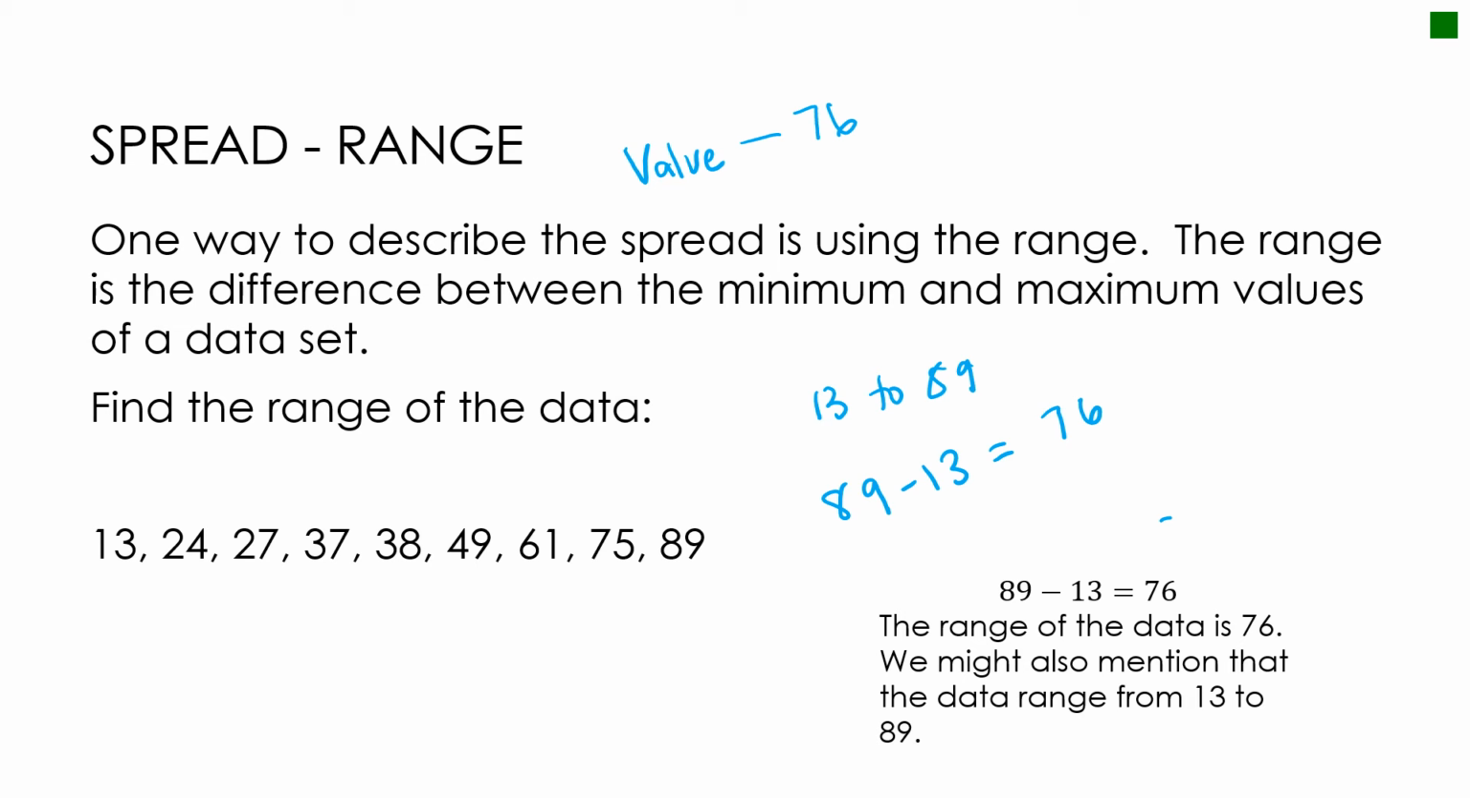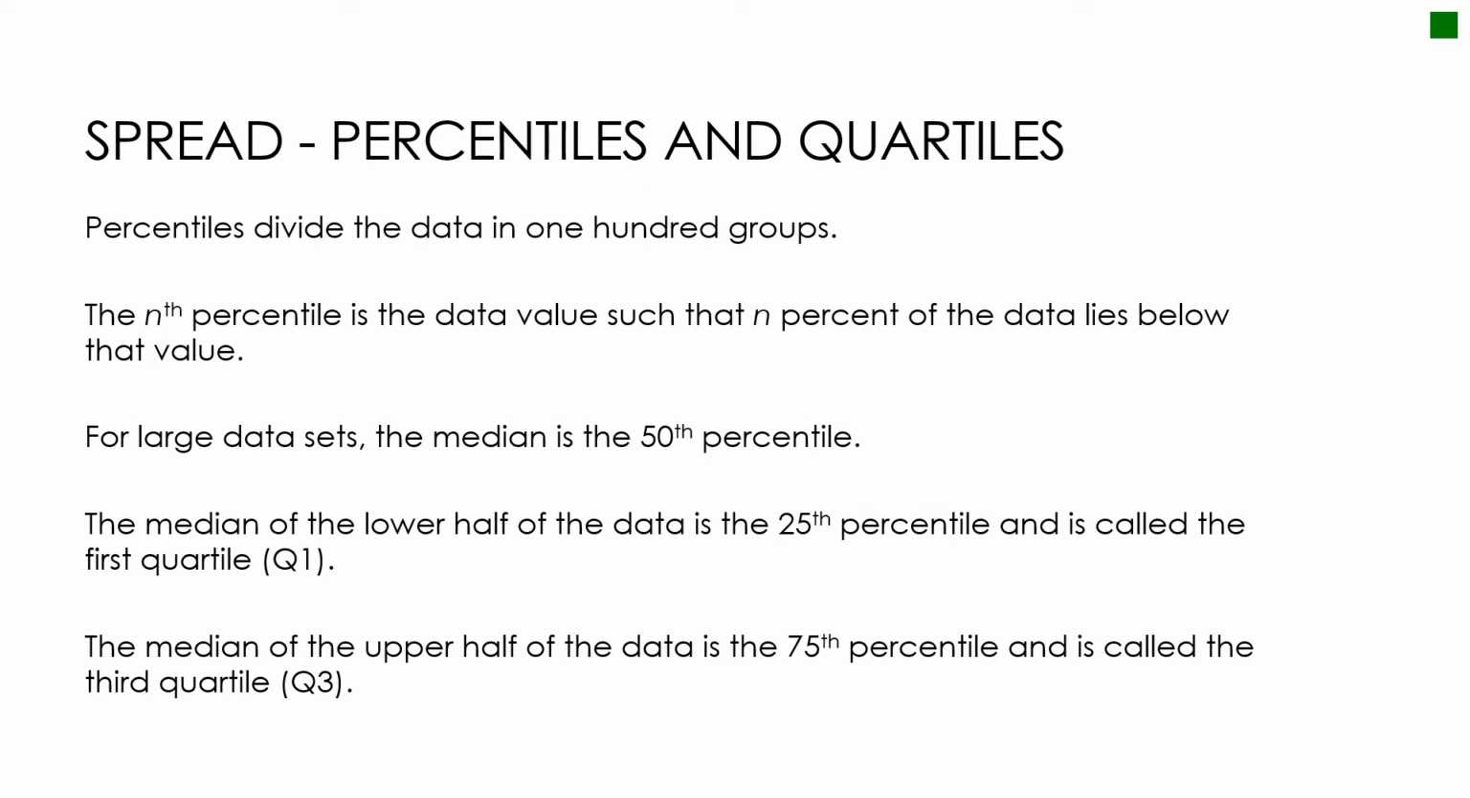Now, as you're describing your data, it's okay to say that the data range is 76, going from 13 to 89, but I would certainly include the range as an actual value when you're describing it. Another way that we might talk about range has to do with percentiles and quartiles, and we'll get more in depth in this when we talk about how to create a box plot.